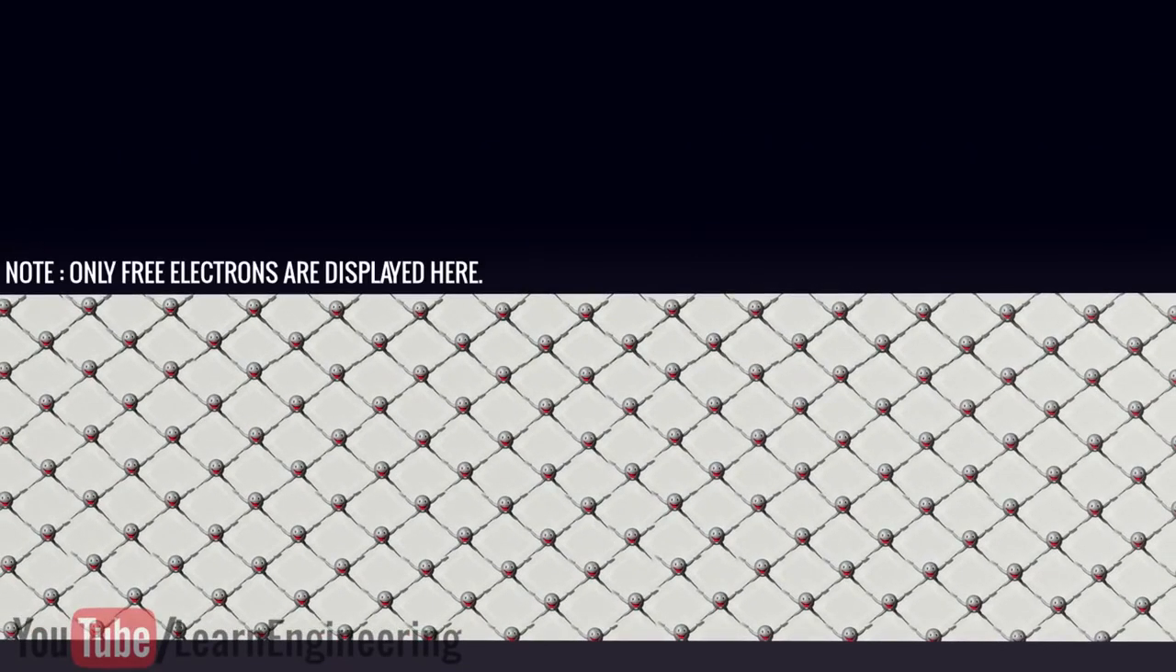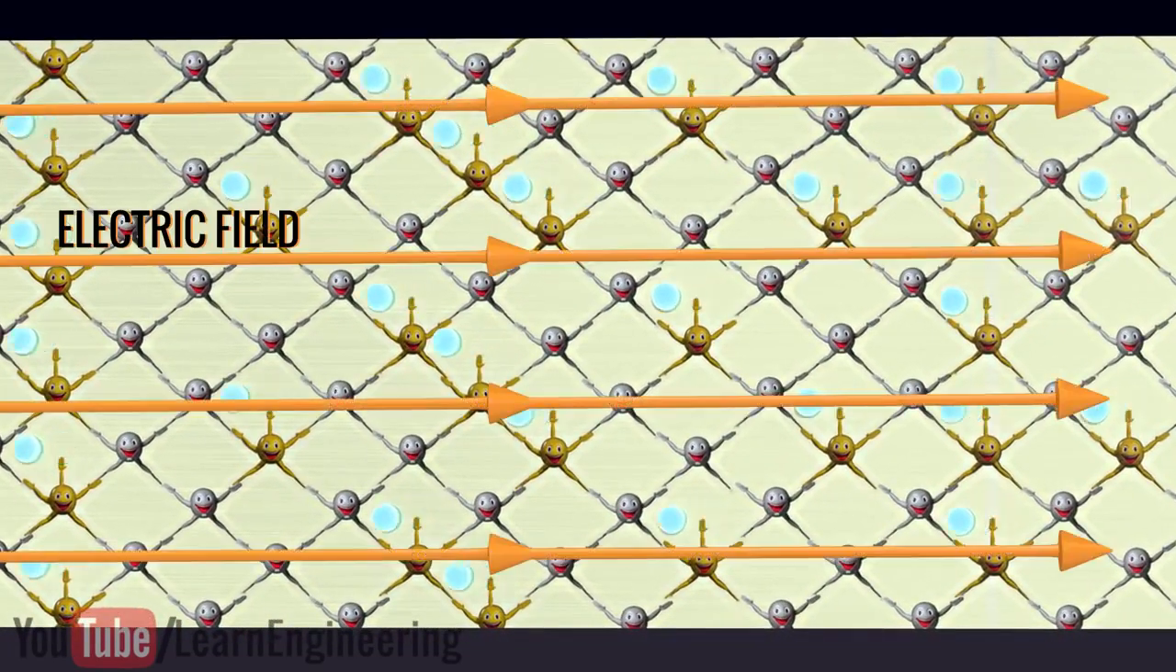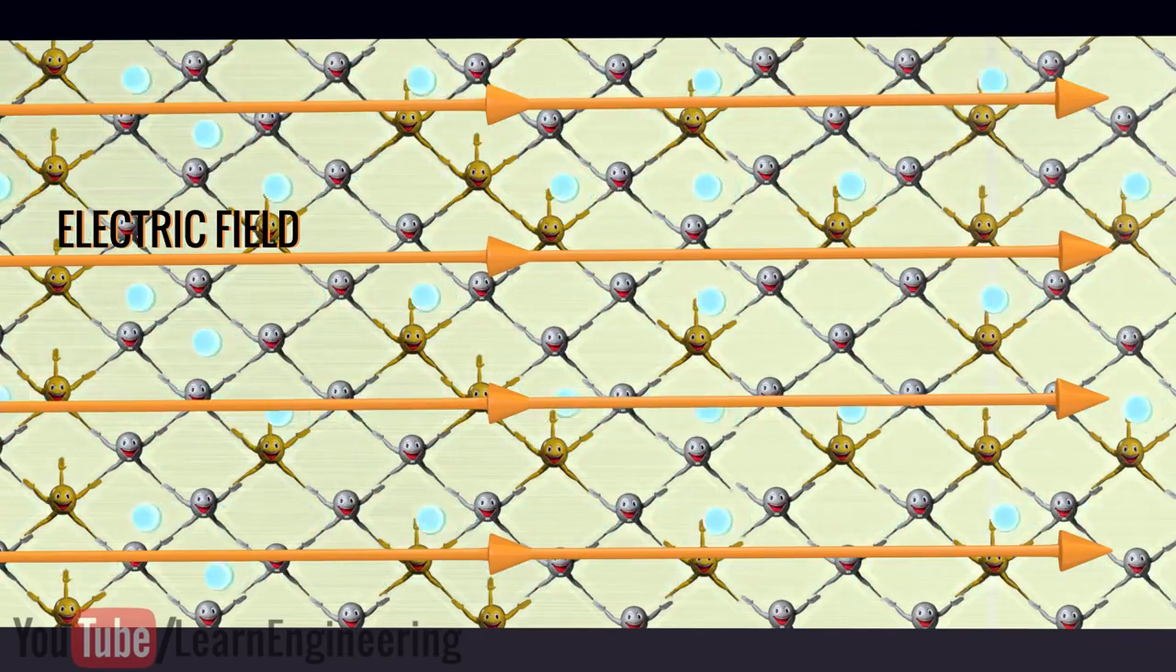Assume that phosphorus atoms with 5 valence electrons are injected into it. Here, one electron is free to move. In this structure, when the electrons get sufficient energy, they will move freely.